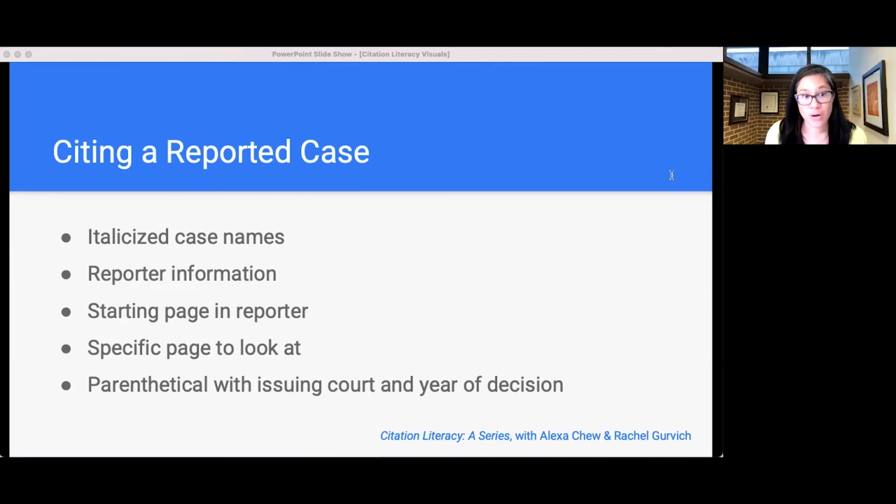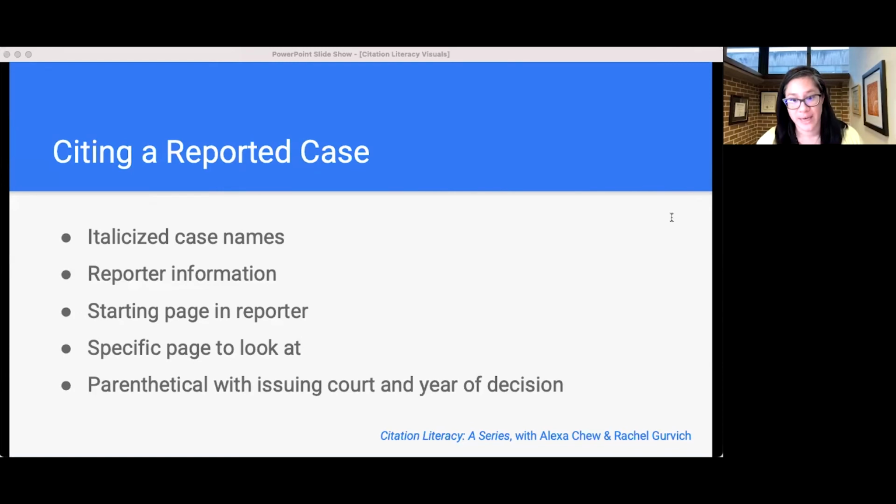So for the reporter information, you want to give the volume of the reporter that the opinion is in. Think about reporters as books on a shelf. You don't want to tell your reader, hey, go look at all of these books on the shelf, because that's mean. You want to tell them which volume of the reporter to pull off the shelf. Also give the name of the reporter, which tells the reader which of many potential reporters to look in.